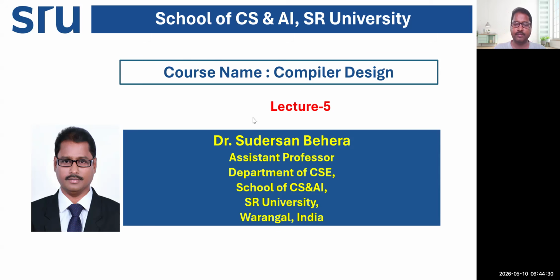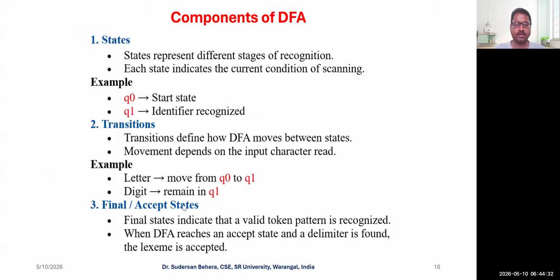Okay, that means here you can see the final state or accepting state. Final state or accepting state is also a part of the states. But as we said, DFA has multiple states, and one of the states must be the initial state. So every time the things start from the initial state.